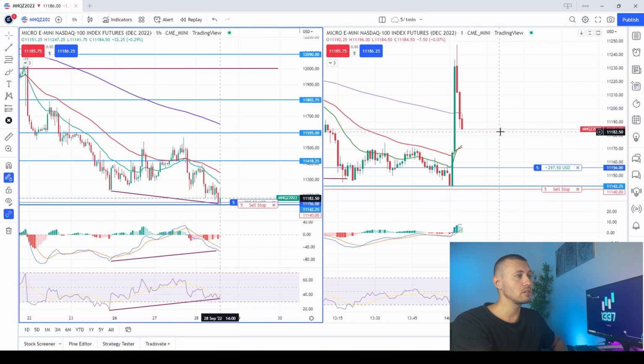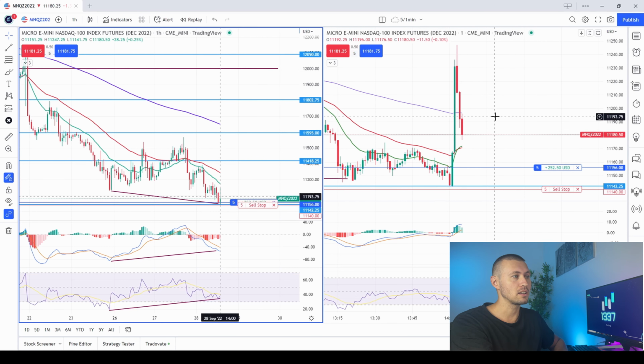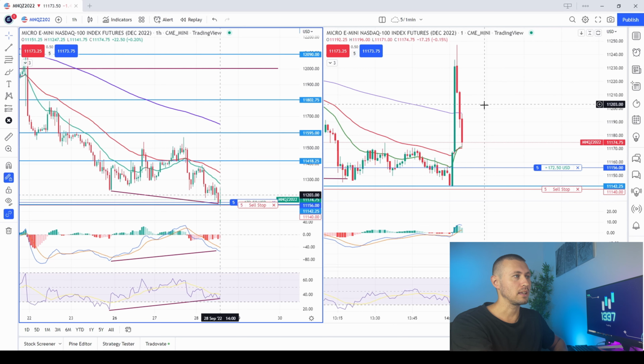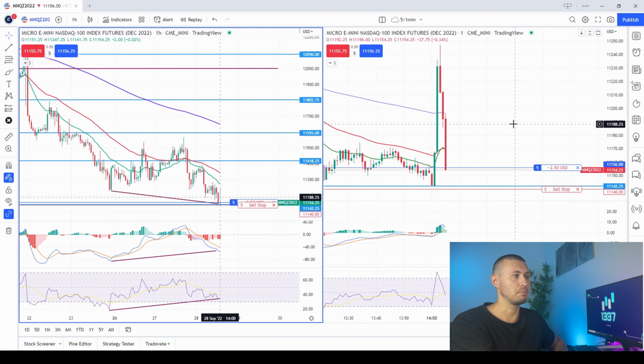Let's say this is only a fake out to get the stop losses of all the guys who are short, just to continue the move to the downside. So yeah, I could have taken the profit, but I don't want to. I didn't want to take it on this level, because my opinion is that if we continue this pump, that pump is going to be huge. But look at what's happening.